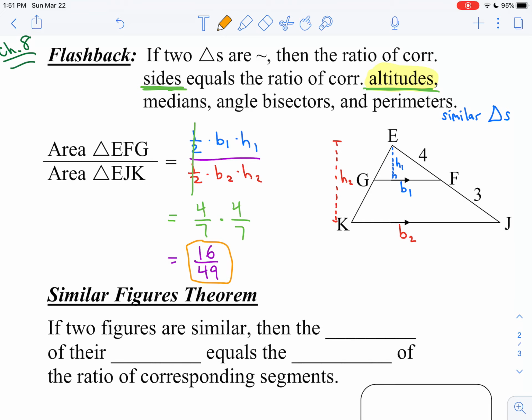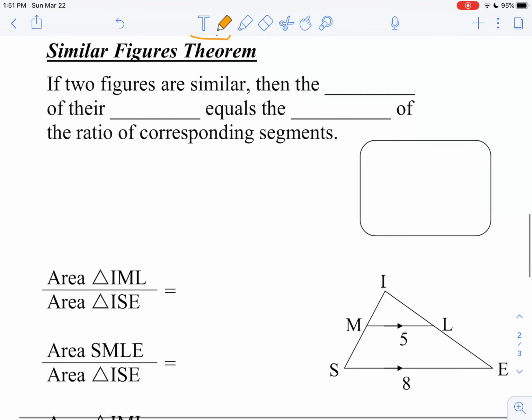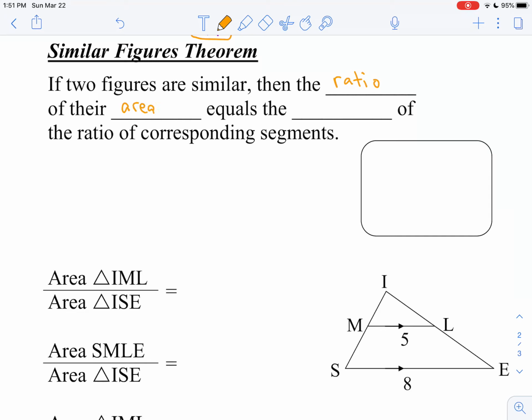It would be really nice if there was a way to do these problems in a much quicker fashion. Let's take a look at the similar figures theorem. If two figures are similar, then the ratio of their areas equals the square of the ratio of corresponding segments. So here's the way the book wants to write that down. The ratio of area 1 to area 2 is the ratio of side 1 to side 2, squared. So it's the square of those ratios.